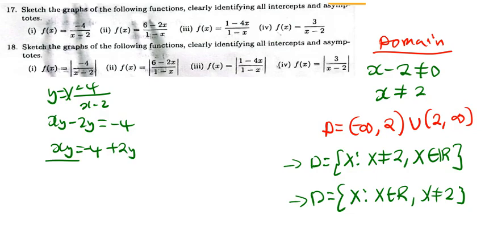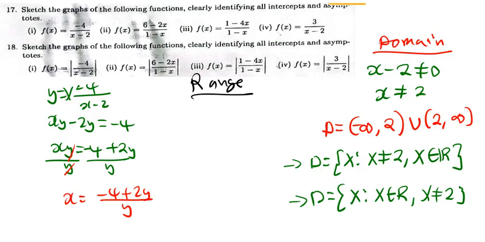Divided by y, divided by y. So these will cancel and we end up having x is equal to negative 4 plus 2y divided by y. Now, since you can't have the 0 on the denominator here, when you reach this point, you say y should not be equal to 0. You just take the denominator and set it not equal to 0. In that case, the range is from negative infinity to 0, union 0 to positive infinity.